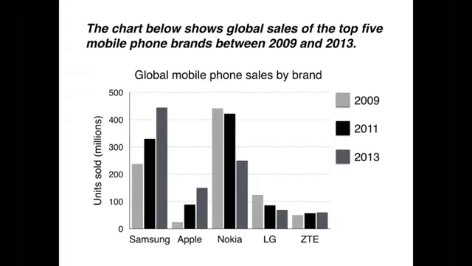Now it's time to move on to our full bar chart question for today. Here's the question that we're going to use. The chart below shows global sales of the top 5 mobile phone brands between 2009 and 2013. Global mobile phone sales by brand. You can see on the left units sold in millions. That just means the number of phones sold.